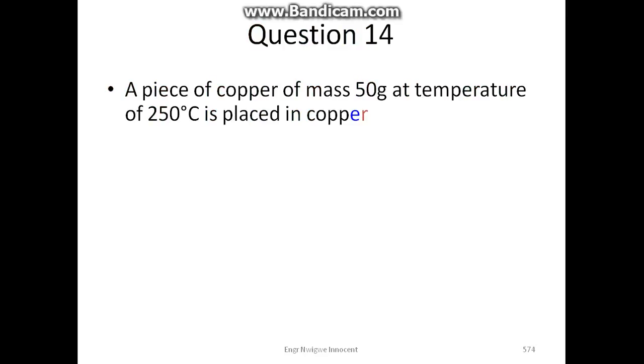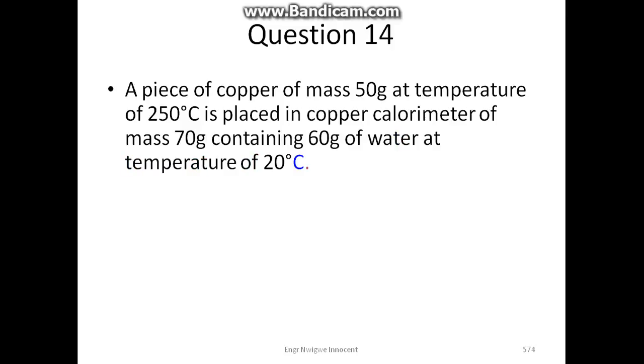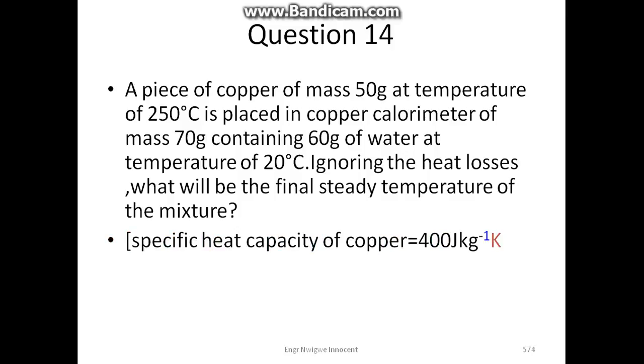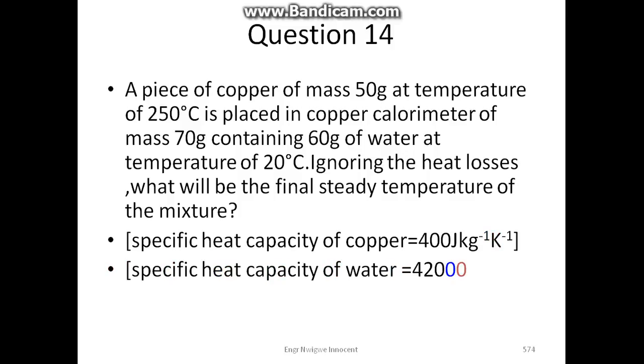Question 14. A piece of copper of mass 50 grams at temperature of 250 degrees Celsius is placed in a calorimeter of mass 70 grams containing 60 grams of water at temperature of 20 degrees Celsius. Ignoring heat losses, what will be the final steady temperature of the mixture? Specific heat capacity of copper is equal to 400 joule per kilogram per Kelvin. Specific heat capacity of water is equal to 4,200 joule per kilogram per Kelvin.